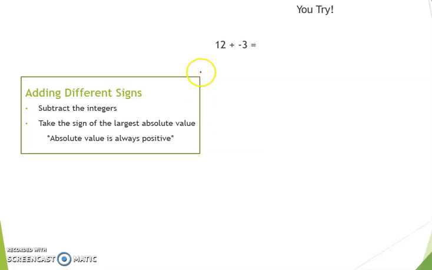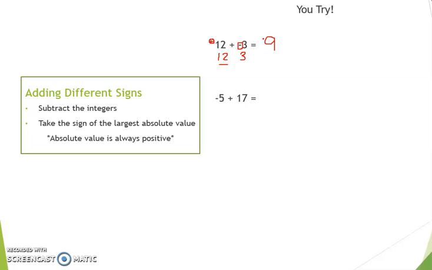Okay, so again, we have positive 12 plus negative 3. Our signs are different, so we are going to subtract. 12 minus 3 will give us 9. The absolute value of 12 is 12. The absolute value of negative 3 is 3. We know that 12 is greater than 3. So we're going to take the sign of our 12, which is positive, which means that our answer will be positive.